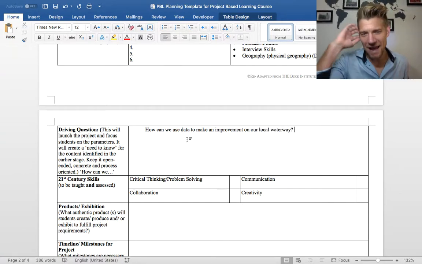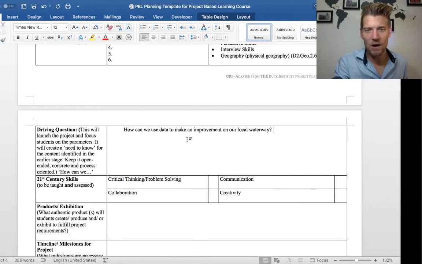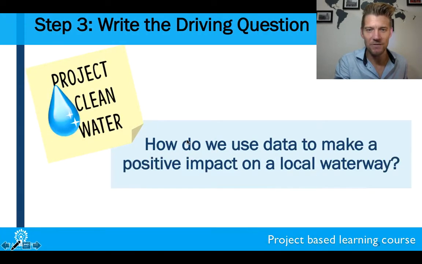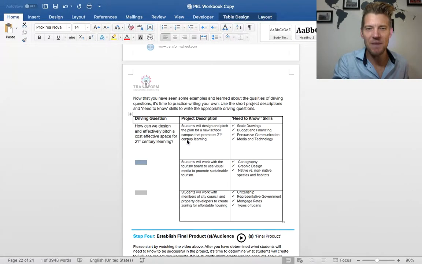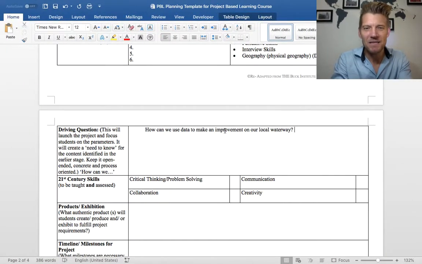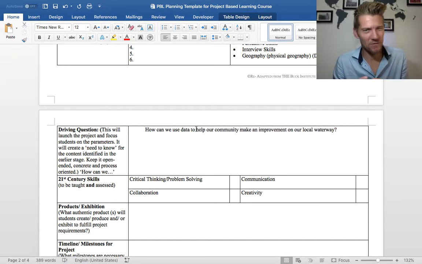Now, I might add how to make an improvement on our local waterway. If I look back at the driving question, I think it was a little different. Make a positive impact, right? To make an improvement on our local waterway. There might be something about the community, maybe to help our community make an improvement. That then gets students focused on, well, what is our community? How can we make an improvement?